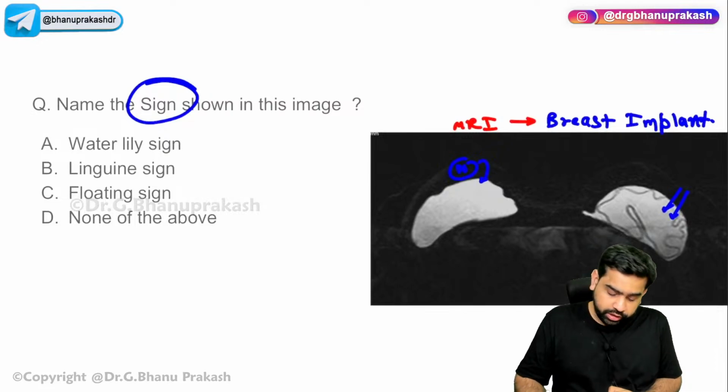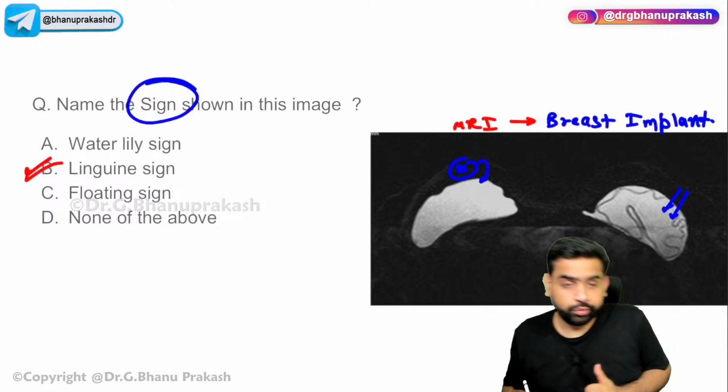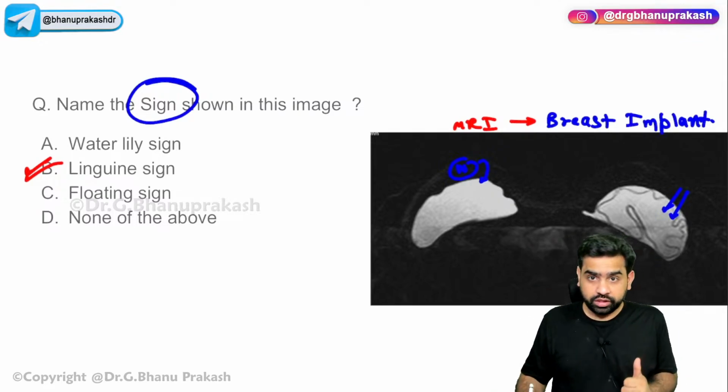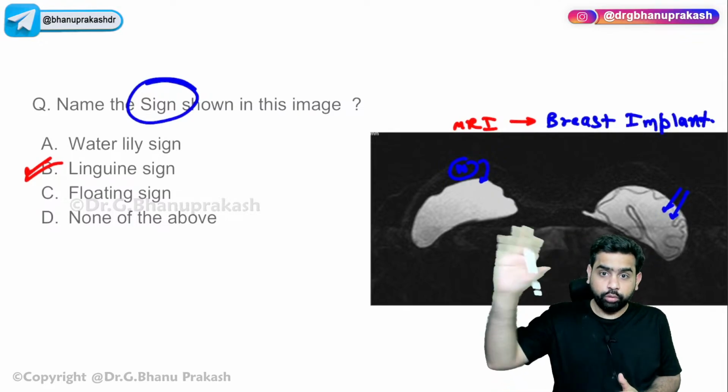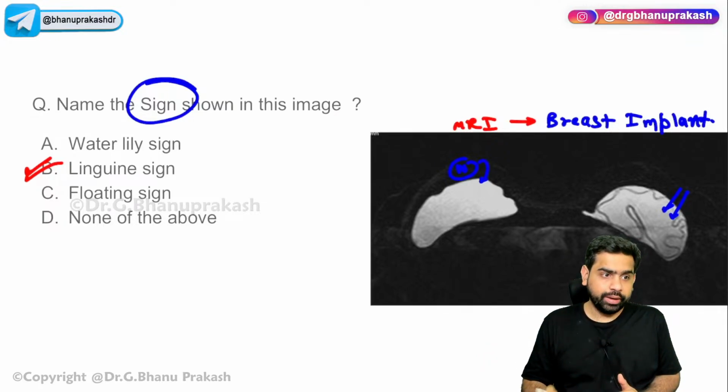So this is what is called your linguine sign. Okay, so what is this? This is a linguine sign, and that is what you need to understand over here. Normal breast implant, ruptured breast implant, linguine sign. I hope you are able to understand intracapsular rupture of the breast implant. Okay, linguine sign. Got it, right?